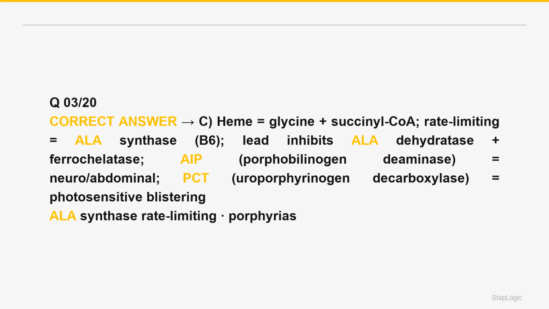Porphyria cutanea tarda is a deficiency of uroporphyrinogen decarboxylase, the most common porphyria, leads to blistering photosensitivity on sun-exposed skin, with tea-colored urine. The ALA synthase rate-limiting pathway with these porphyrias is correct.